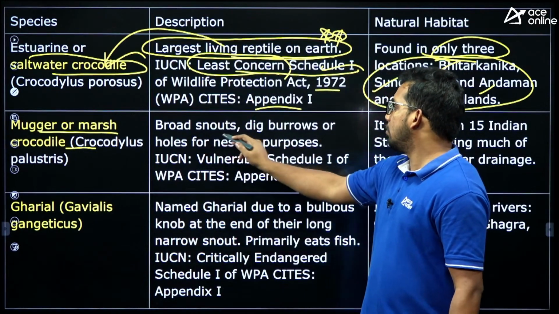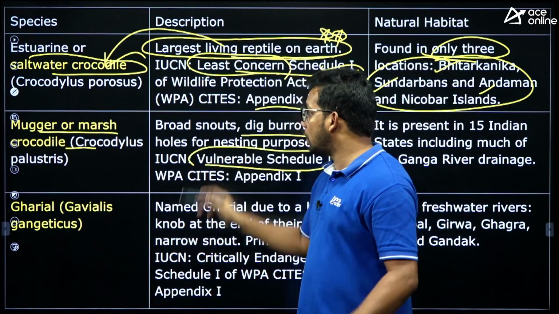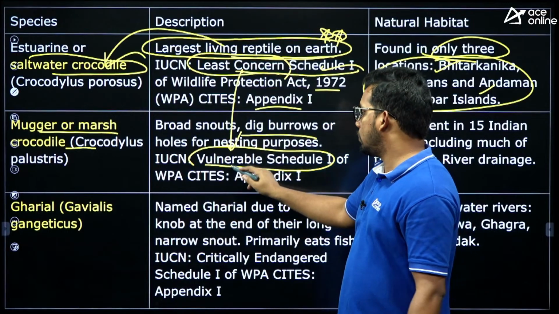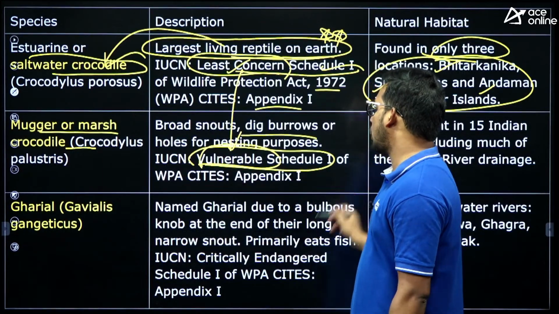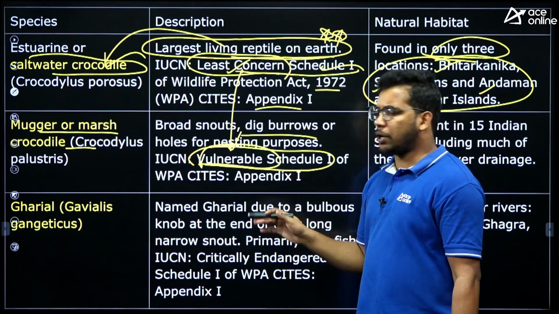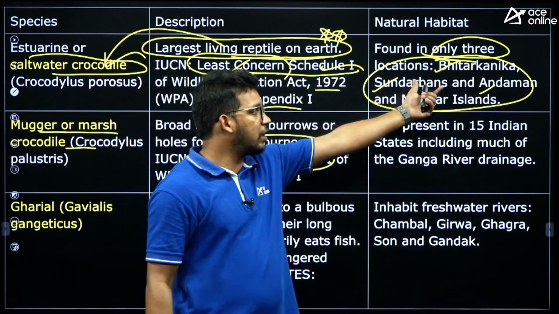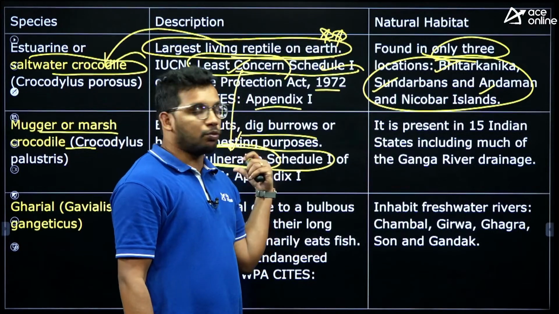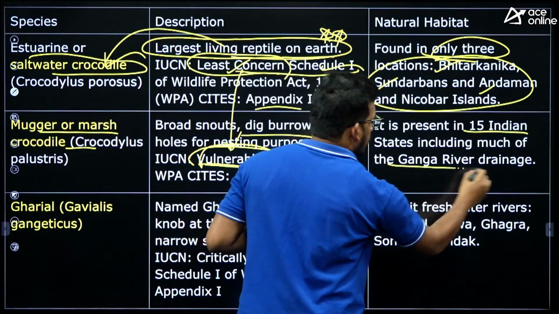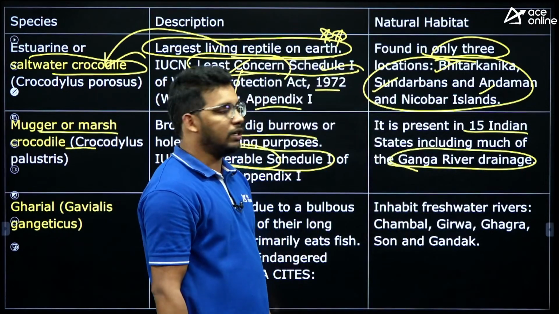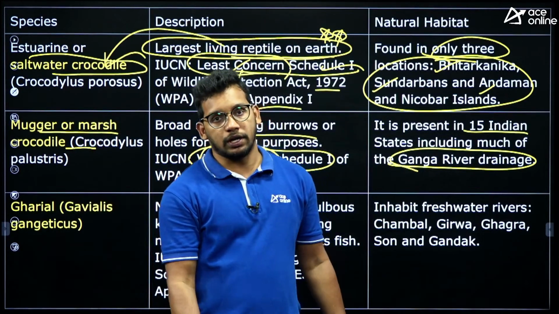They dig burrows, right? And they are listed as vulnerable. That means they are more threatened. Saltwater crocodiles are least concern, but here we have a vulnerable status in IUCN. And in India, under Wildlife Protection Act, all are Schedule 1 only, right? Where can we see this? Saltwater crocodiles we have seen in these 3 regions, but where can we see Mugger crocodiles? In 15 Indian states, including much of the Ganga River drainage basin. So the Ganga River drainage basin is the main area of the Mugger crocodiles, right?